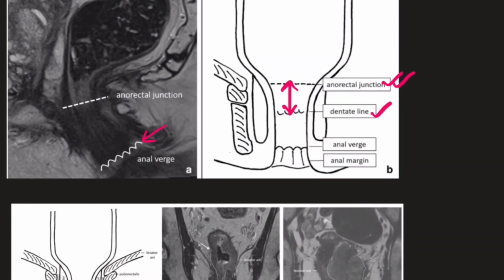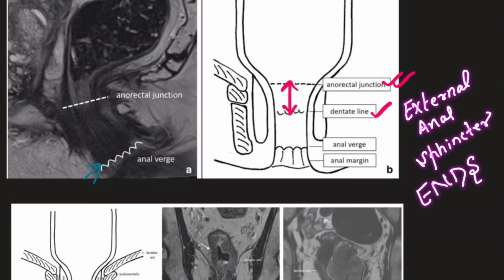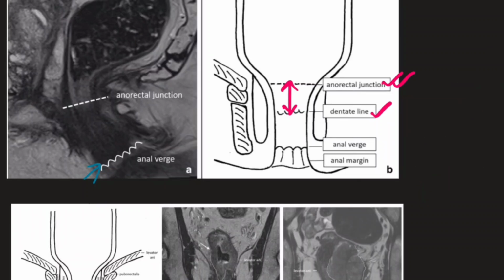Now, what's the anal verge? The anal verge marks the transition between the perianal skin and the epithelium of the anal canal. Where there is transition of the epithelium of the anal canal and the epithelium of the perianal skin, we radiologists see this anal verge as the point where the external anal sphincter ends. Okay, and the first plus minus 5 centimeter of perianal skin caudal to the anal verge is referred to as the anal margin. So we are clear on these terms: dentate line, anorectal junction, anal verge, and the anal margin.